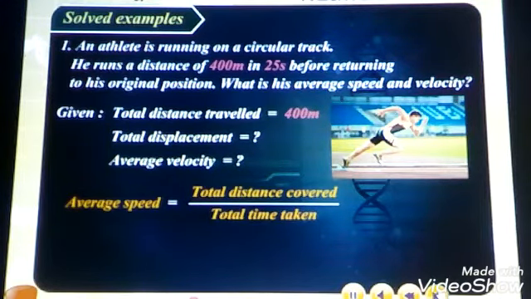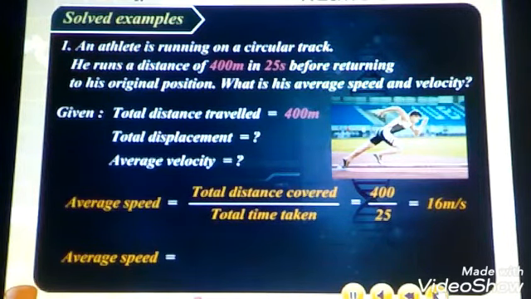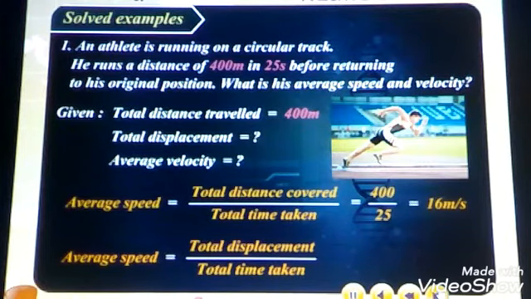So therefore, average speed is equal to total distance covered upon total time taken, which is 400 upon 25, equal to 16 meters per second. Average velocity is equal to total displacement upon total time taken, which is 0 upon 25, equal to 0 meters per second.